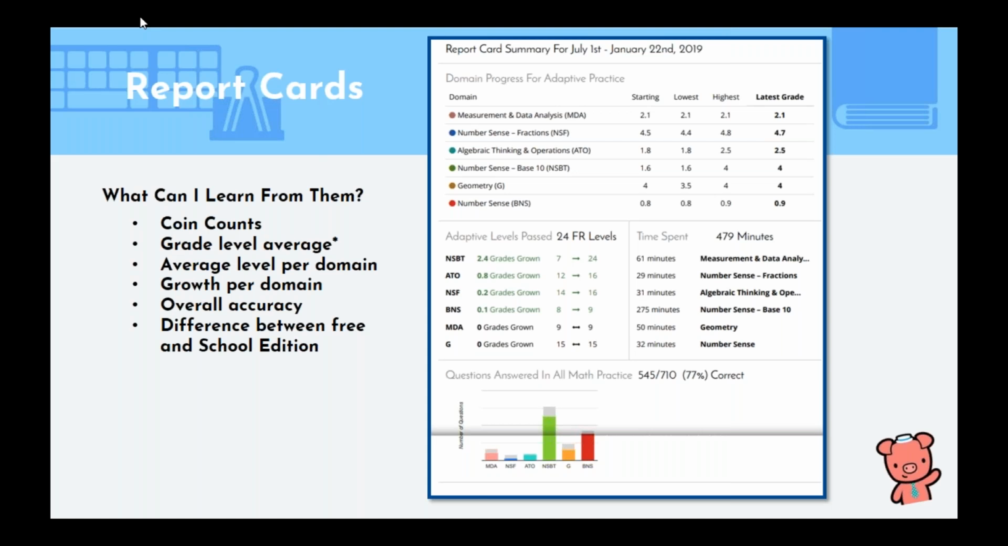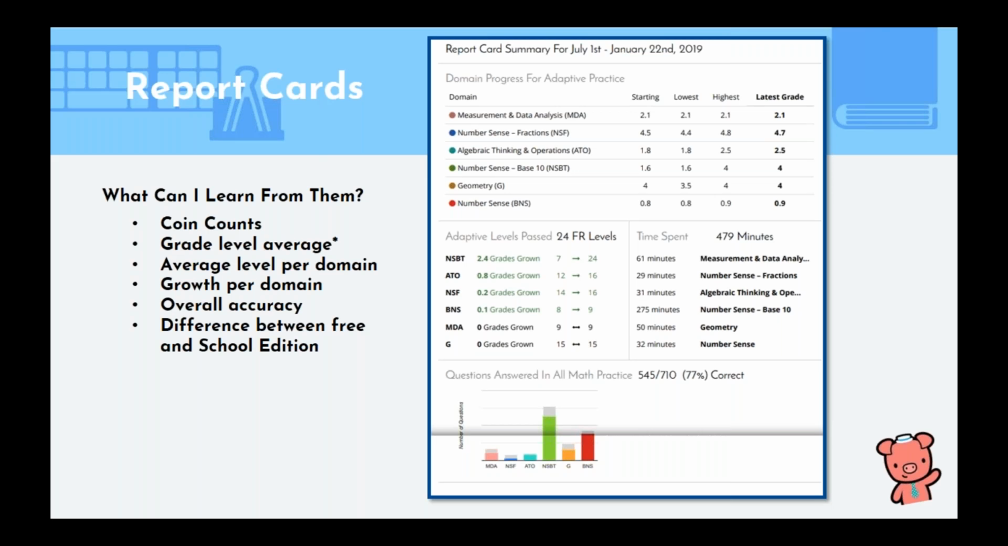And the report card is great because it tells you where they started and where they are now. So you can see quickly and easily whether or not they've made any growth. As you can tell, this student has grown 2.4 grade levels in numbers in base 10, which is fantastic growth. If they've gone down, it'll be in red, which is good to know as well. And they haven't started measurement or geometry because we haven't gotten to those units yet. So I would expect to see less growth in those areas.